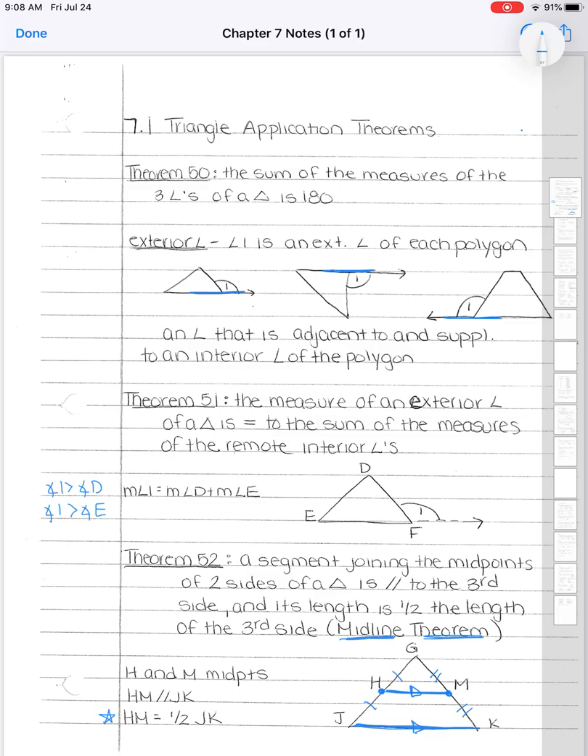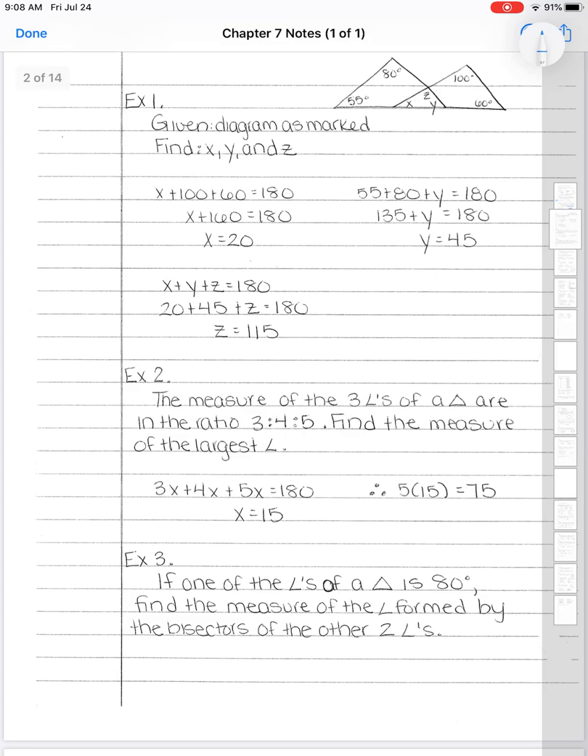So if you have a segment joining the midpoints, so if H is a midpoint, and if M is a midpoint, then that segment HM is going to be parallel to JK. So they will be parallel to each other. And HM is going to be half the length of whatever JK would be equal to.